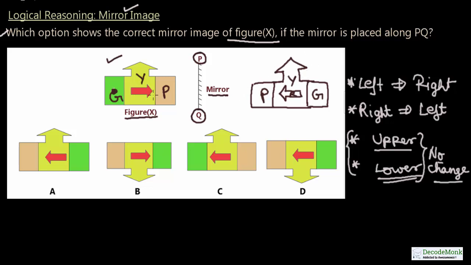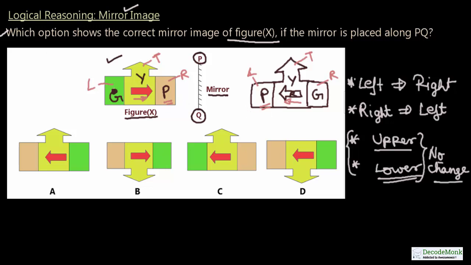So you see in the question figure, in figure X, pink is on the right hand side, and in the answer, or for the mirror image, pink should be on the left hand side. This is right, this is on the left hand side. Green is on the left hand side, green comes to the right hand side. This top portion or the upper portion remains as it is, and the arrow is pointing right side. This arrow will now point to left hand side in the mirror image.